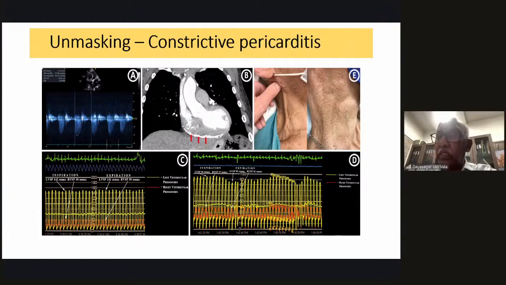This does have a teaching point, a practical point, that the entire demonstration of the ventricular discordance is dependent upon the ventricular septal motion in response to respiration. If the ventricular septum does not move for whatever reason, then you will not get ventricular pressure discordance, even though the patient might have a thickened pericardium and constricted pericardium.